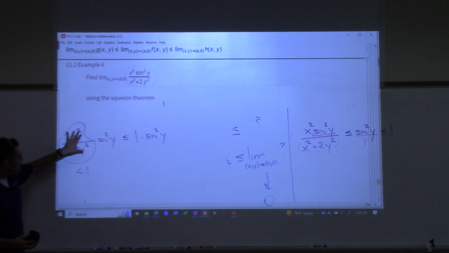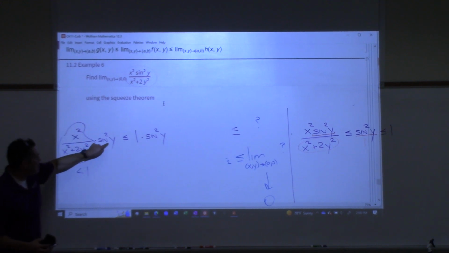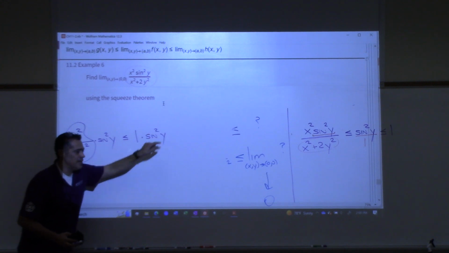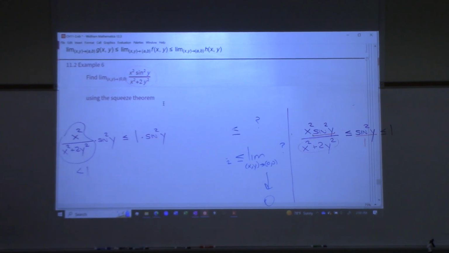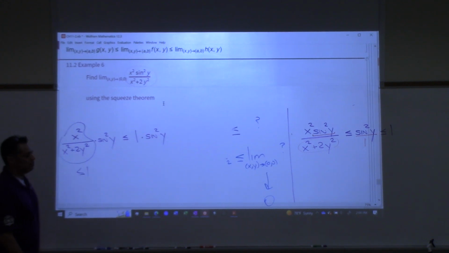And if this is smaller than 1, then that times this would be smaller than 1 times that. Yes? Shouldn't it be less than or equal to 1? Yes, less than or equal.